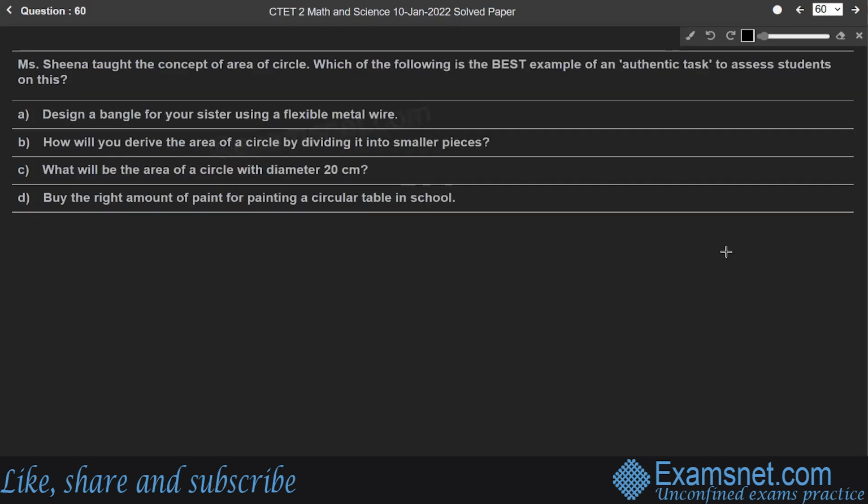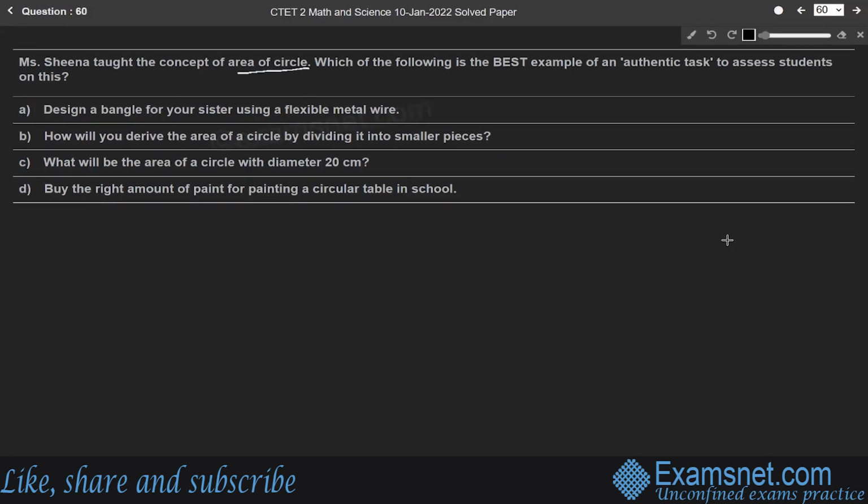Question 60. Miss Sheena taught the concept of area of a circle. Which of the following is the best example of an authentic task to assess students on this? Design a bangle for your sister using a flexible metal wire. How will you derive the area of a circle by dividing it into smaller pieces? What will be the area of a circle with diameter 20 centimeter? Buy the right amount of paint for painting a circular table in school.